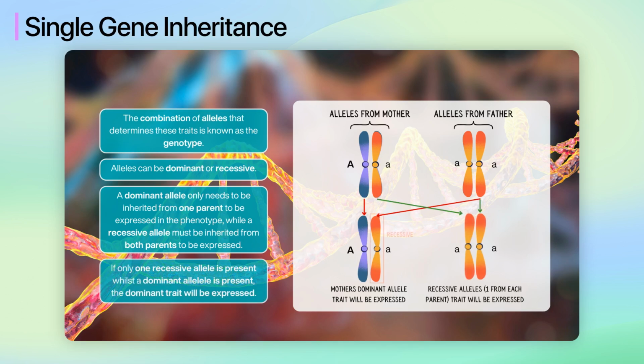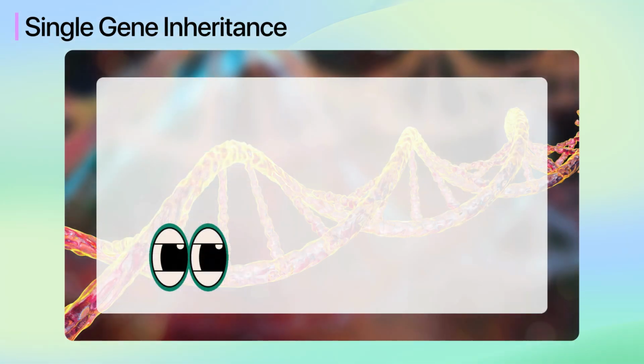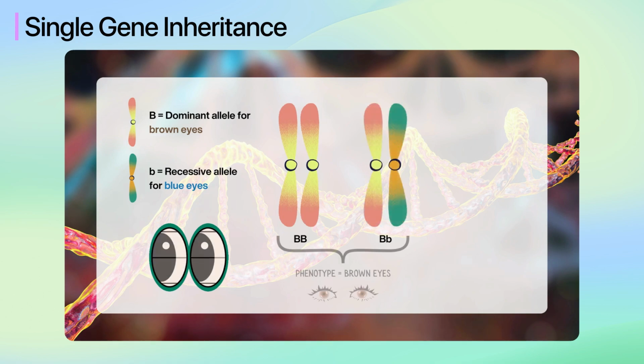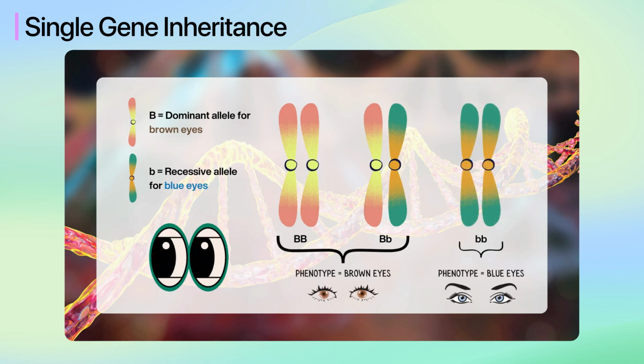If only one recessive allele is present whilst a dominant allele is present, the dominant trait will be expressed. To illustrate, consider a gene where capital B represents a dominant allele for brown eyes and lowercase b represents a recessive allele for blue eyes. If an individual has the genotype capital B capital B or capital B lowercase b, the phenotype will be brown eyes. The phenotype will only be blue eyes if the genotype is lowercase b lowercase b.